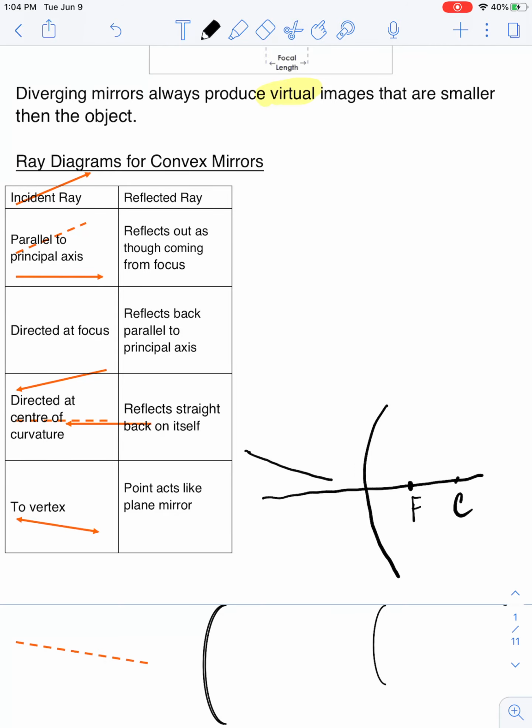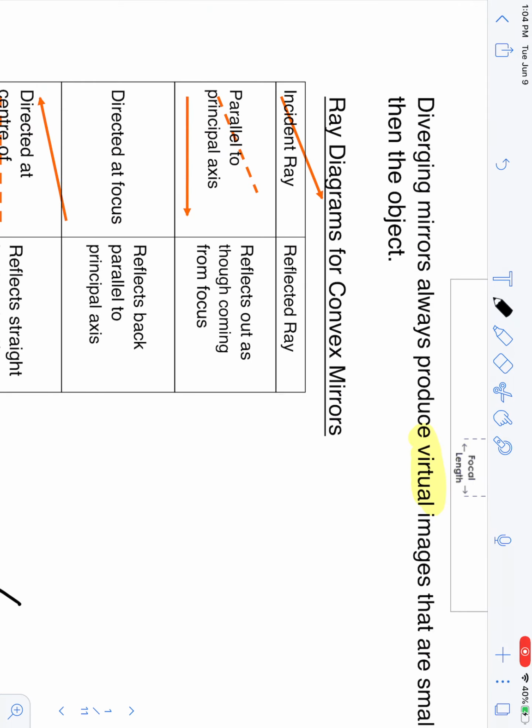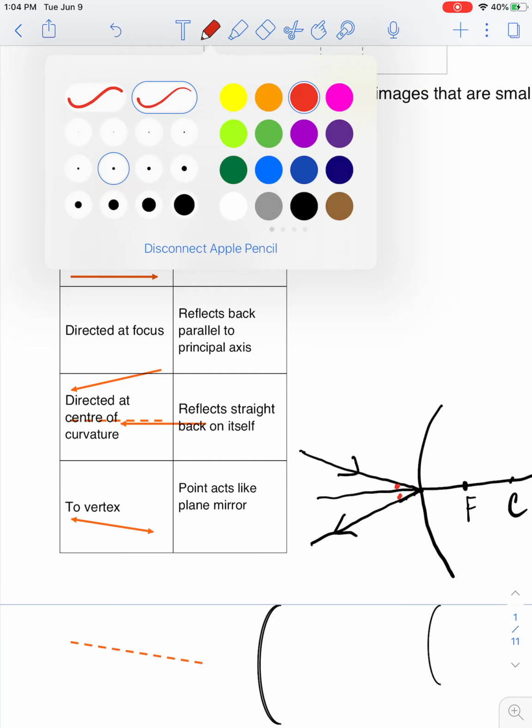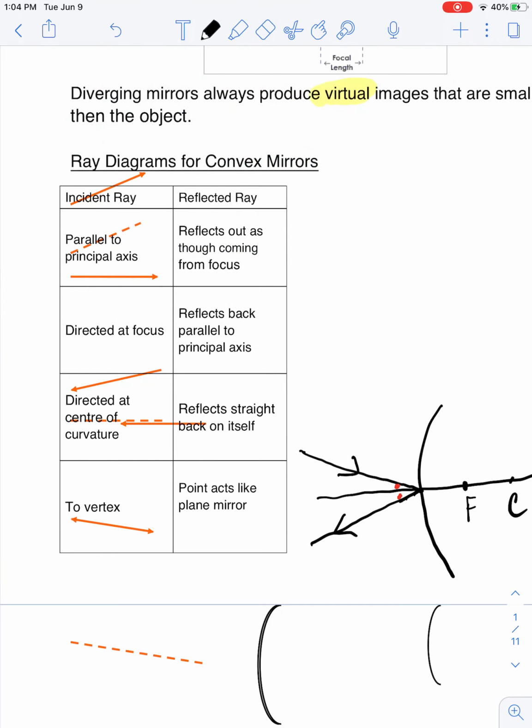So I'm going to draw my incident ray going towards the vertex. And then it's going to bounce back. Angle of incidence equals angle of reflection. The principal axis acts just like a normal. So using a protractor, you would measure that angle and bounce it off. Now remember, the ray that's behind the mirror is an extension of the reflected ray. So I'm just going to extend that reflected ray out.